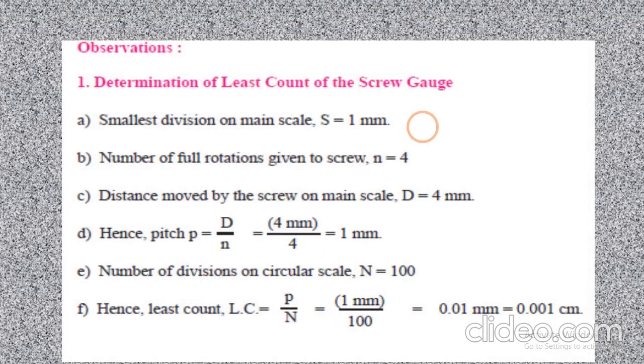Now, when we consider the pitch value, it means the smallest division on main scale, that is 1 millimeter. Number of full rotations given to the screw, that is n is equal to 4. It means pitch is equal to distance upon number of rotations, 4 by 4, 1 millimeter. Number of divisions on circular scale, 100. Least count is pitch upon total number of divisions on circular scale, 1 upon 100, 0.001 centimeter.